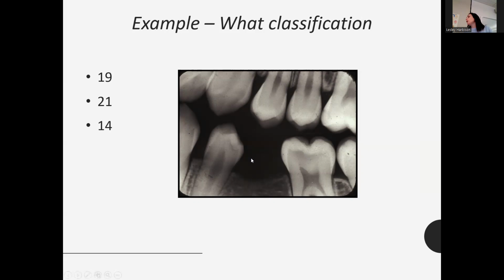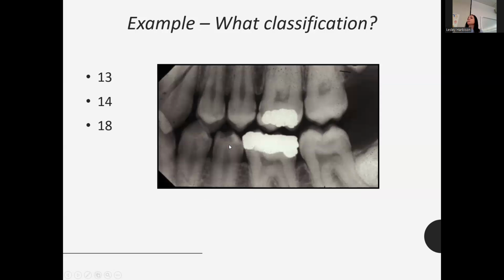And then how about 21? 21 is harder to tell. I think there's an occlusal caries coming in over here. A composite, like up here? Maybe. Yeah, hard to tell. But occlusal. Okay, let's look at this next one.